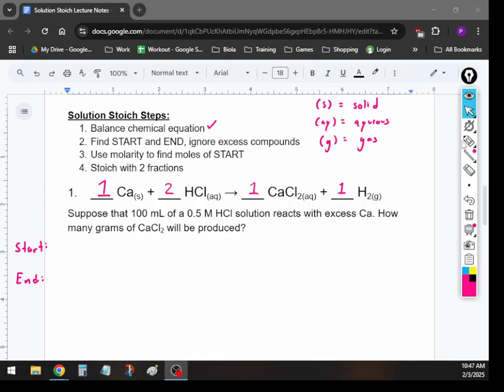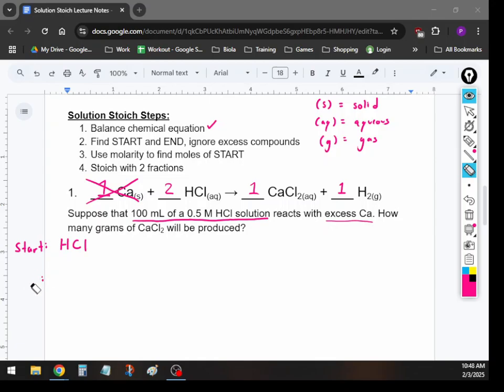All right, guys, so let's take a look at the problem. It says, suppose that 100 mL of 0.5 molarity HCl solution. So if you look at all the numbers, what chemical are all the numbers associated with? Yeah, HCl. So we're going to write our starting chemical is HCl. All right, and then it says it reacts with excess Ca, calcium. So remember, if it's excess, you can ignore it. So if you want, you guys can cross out calcium, because we're not going to be using that at all, so that we don't get confused.